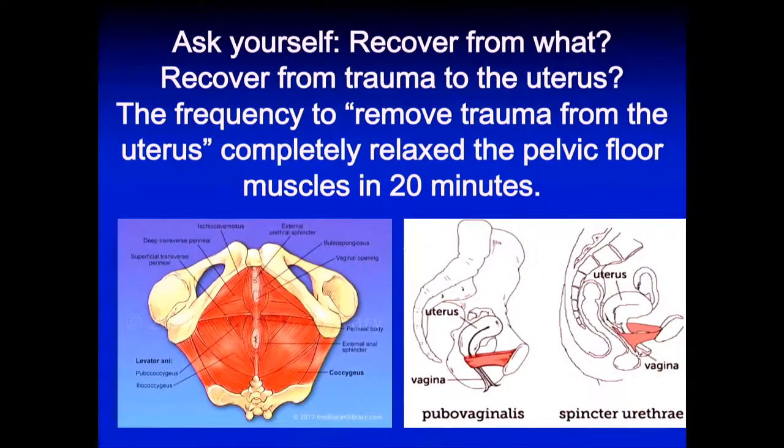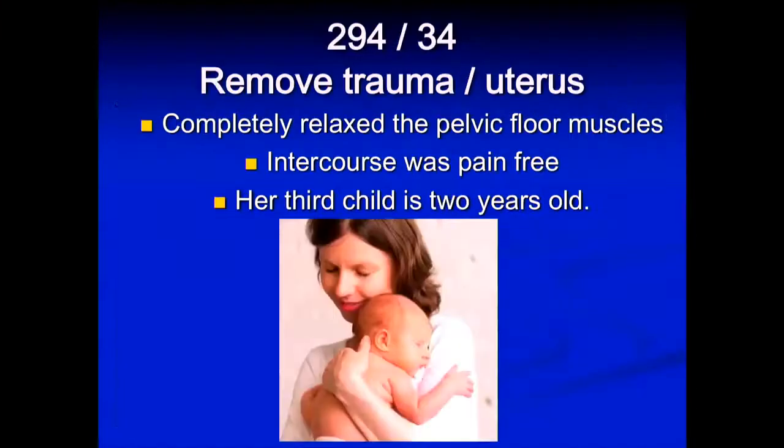Recover from trauma to the uterus, there's a sequence that you just use as a rubric, as a rule. You do emotional, you remove trauma, you sort of reboot the tissue and then treat allergy reactions. So as part of just following the alphabet, following the rule, the frequency to remove trauma from the uterus completely relaxed all of the pelvic floor muscles in 20 minutes. That one frequency ran 20 minutes and all of the pain was gone. I ran through the other ones just to be complete, but let's see, 11 months later, her second child was born.